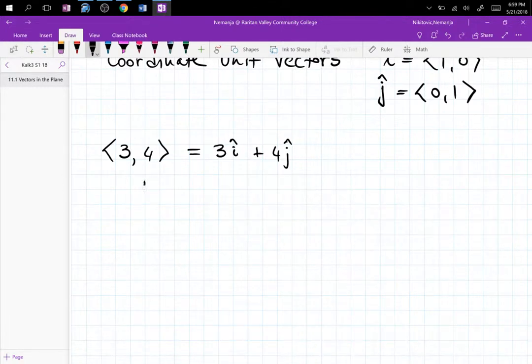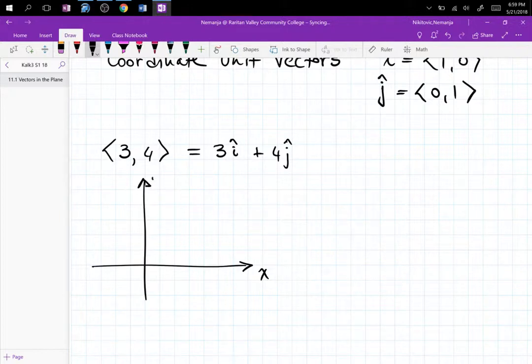The meaning of this is in the coordinate system xy, I'm going to lay down 3 i vectors, and then I'm going to have 4 j vectors stacked, and as you can see, we are getting our vector u, which is 3, 4. It's a very simple concept.